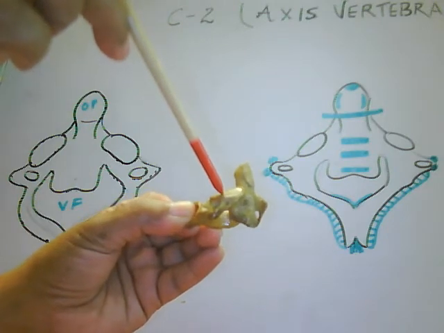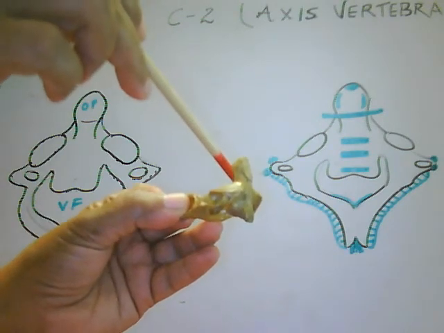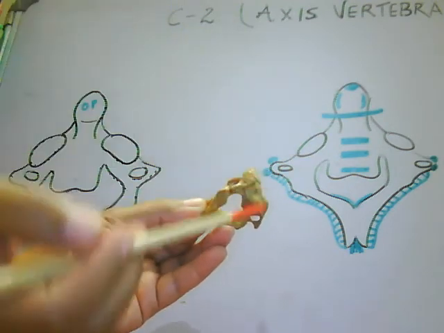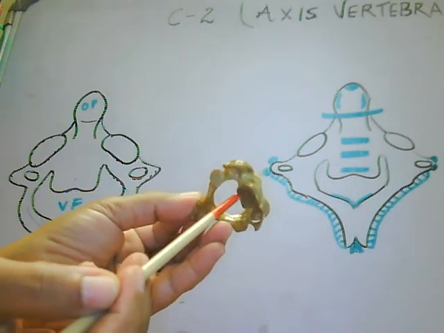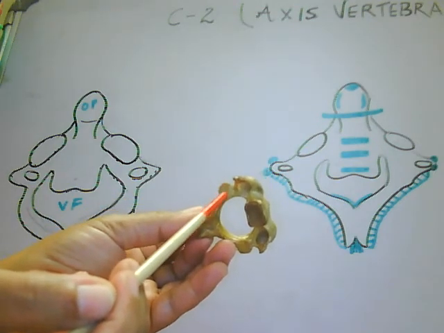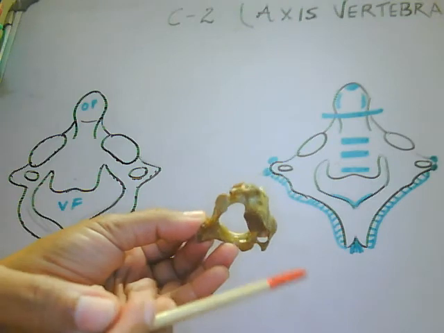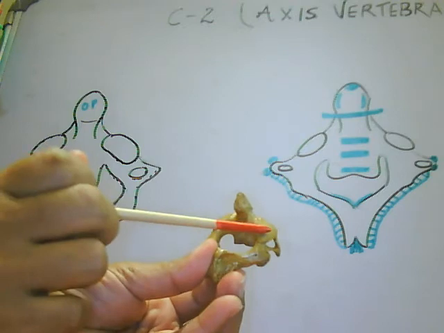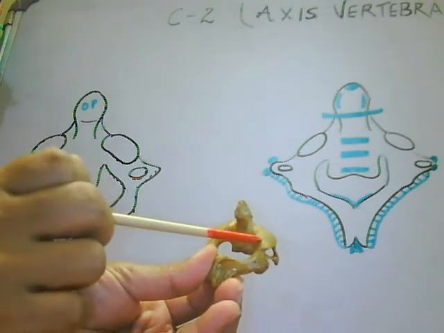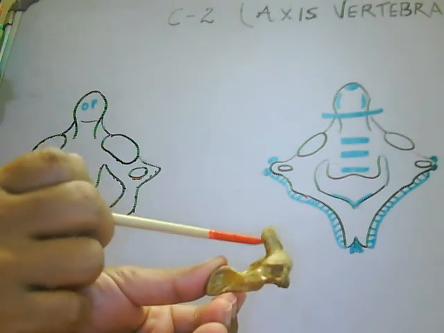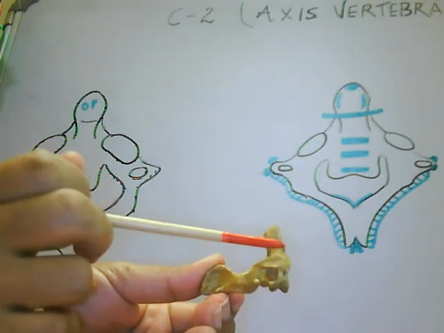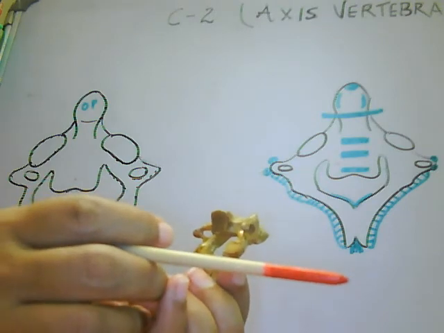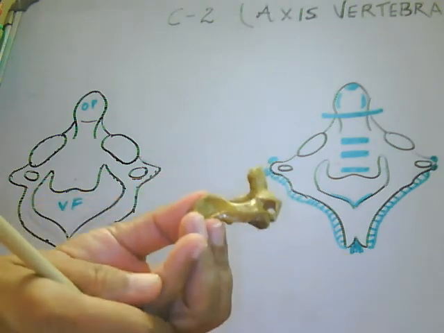This articulates with the inferior articular facet of the atlas vertebra, and the inferior articular facet of the axis vertebra articulates with the superior articular facet of the cervical 3 vertebra. So this superior articular facet forms the lateral atlantoaxial joint, and this odontoid process forms the median atlantoaxial joint. These are certain important features and the muscle attachments regarding the axis vertebra.